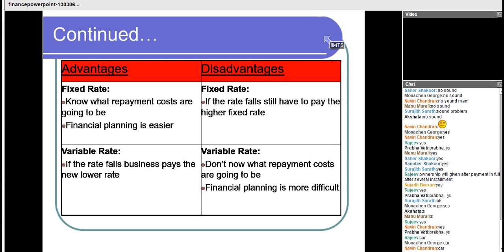This is the advantage, disadvantage. You can just read it once. Can I scroll? Can we go to the next?